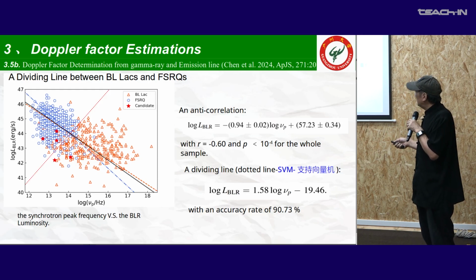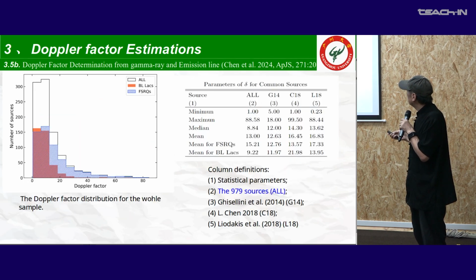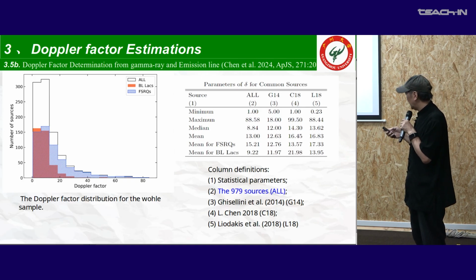Also we show the luminosity of the photon against the synchrotron peak frequency. We found the RBL and FSRQs occupy this region, and BL Lacs occupy these regions. So it means we can use SVM to separate these. So this region should be FSRQs, this region should be XBLs. This is the Doppler factor. Now we have the largest Doppler factor sample. It's about 1,000 sources that have a Doppler factor.